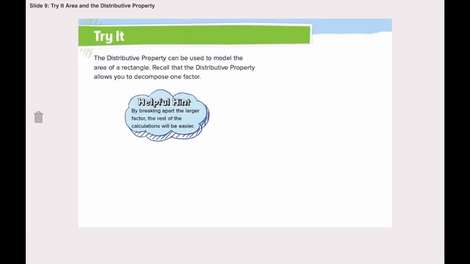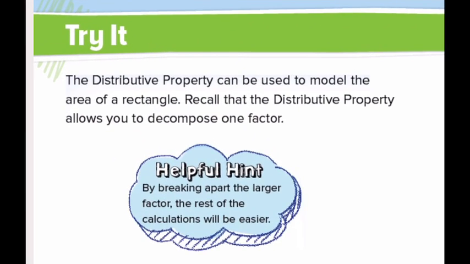Now, again, before we move to the next page, the distributive property can be used to model the area of a rectangle. We will recall that distributive property allows you to decompose one factor. Remember, we said it at the beginning. A distributive property allows us to decompose only one factor. A helpful hint: by breaking apart the larger factor, the rest of the calculation will be easier. This is also what we took before. When we decompose one factor, it makes it easier for us to calculate the result.